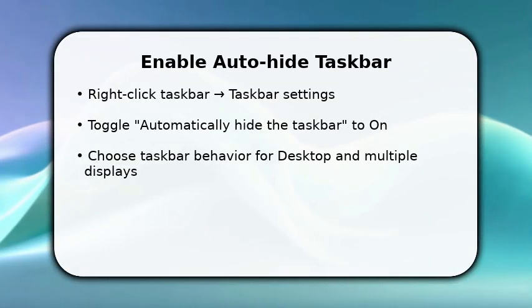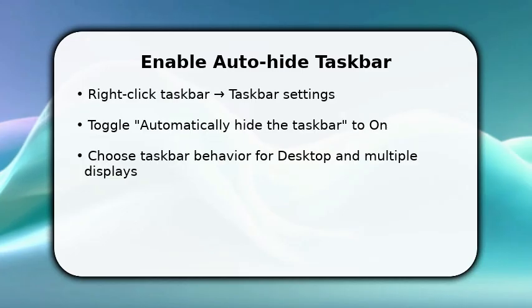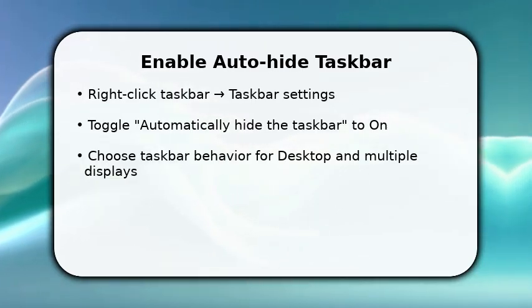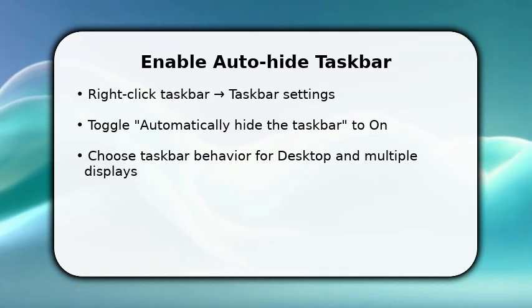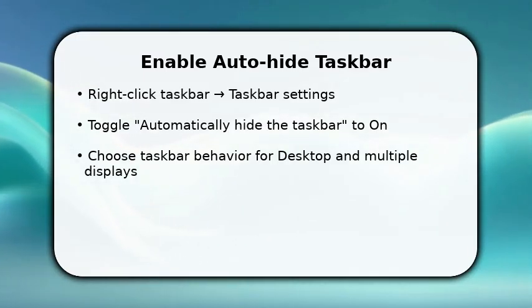You're starting with what matters, enabling auto hide. Right-click the taskbar and open taskbar settings. Turn on automatically hide the taskbar for the display you're using. Once done, make sure the taskbar behavior matches your preference, main display, and any secondary displays separately. This is the fastest way to hide the bar without registry edits.